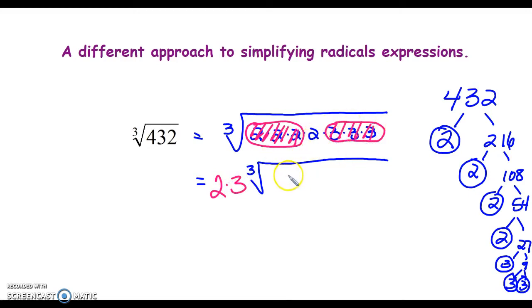What's left under the radical sign is 2. So your final answer here, 2 times 3 is 6. So it's 6, the cube root of 2.